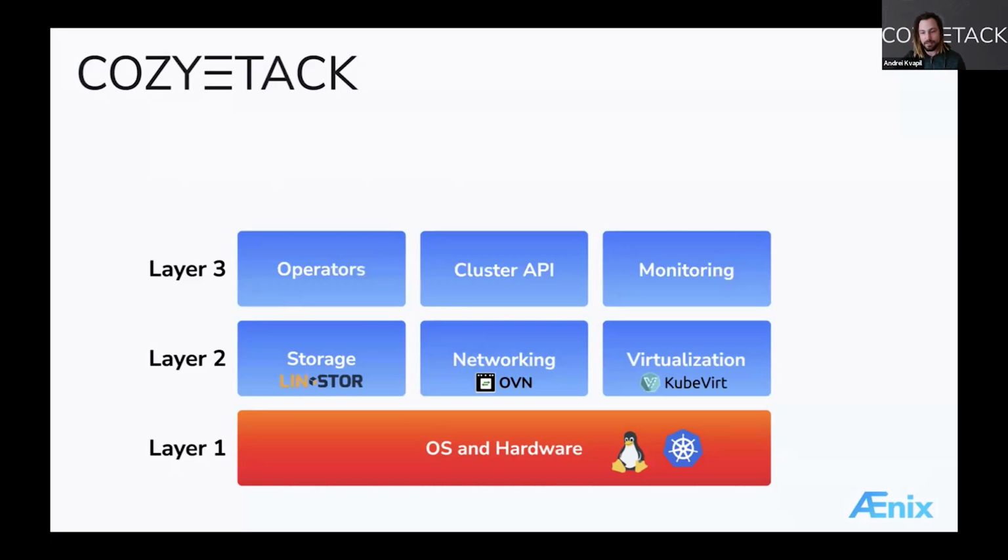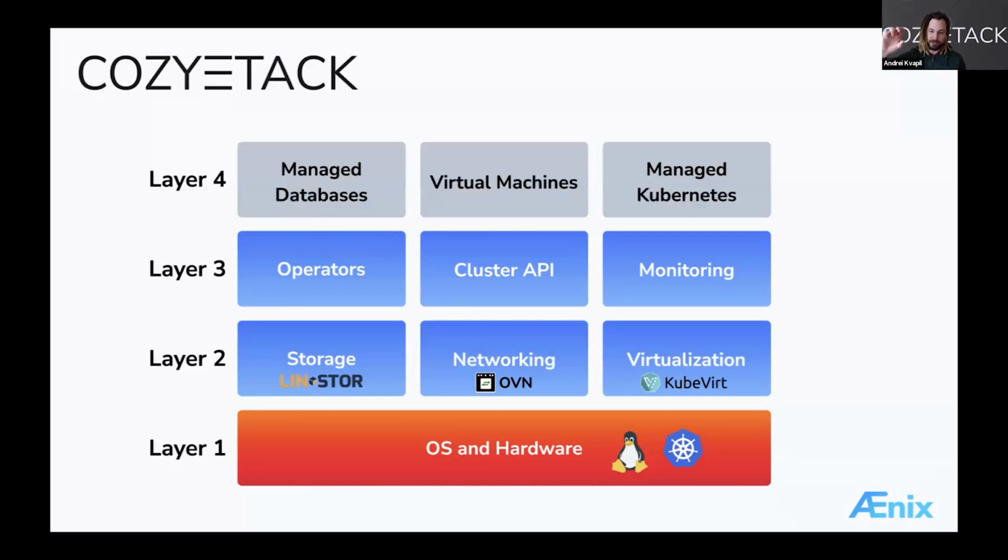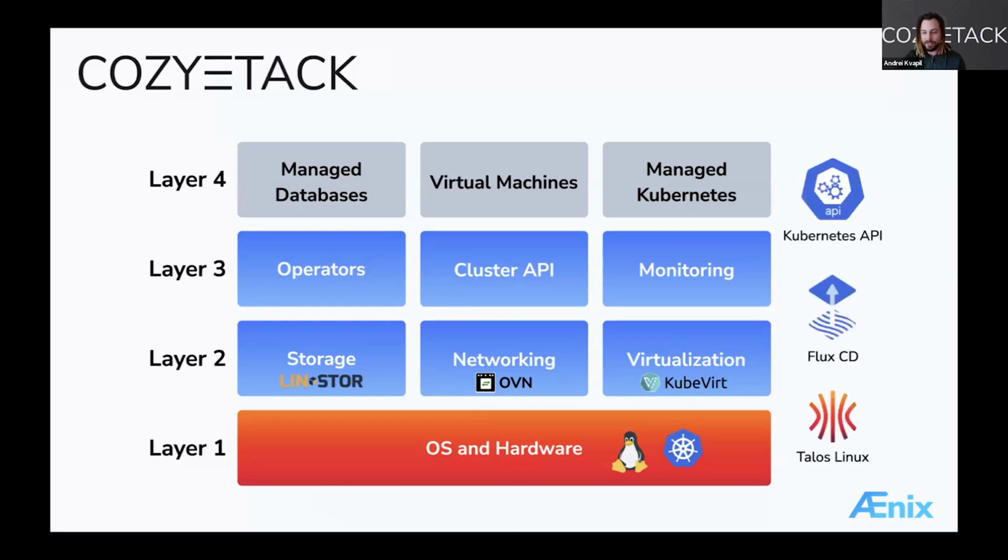The next layer contains operators, cluster API, and the monitoring stack. And finally, on the top layer, or we can say the user layer, users have a nice API where they can order managed databases, virtual machines, and managed Kubernetes service. The bottom layer is done using Talos Linux, the whole platform manages itself using FluxCD and operators, and finally, it provides a Kubernetes-like API for ordering those services. So today I'm going to show you our experience, how we use LINSTOR on Talos Linux and how we consume it for every type of service.